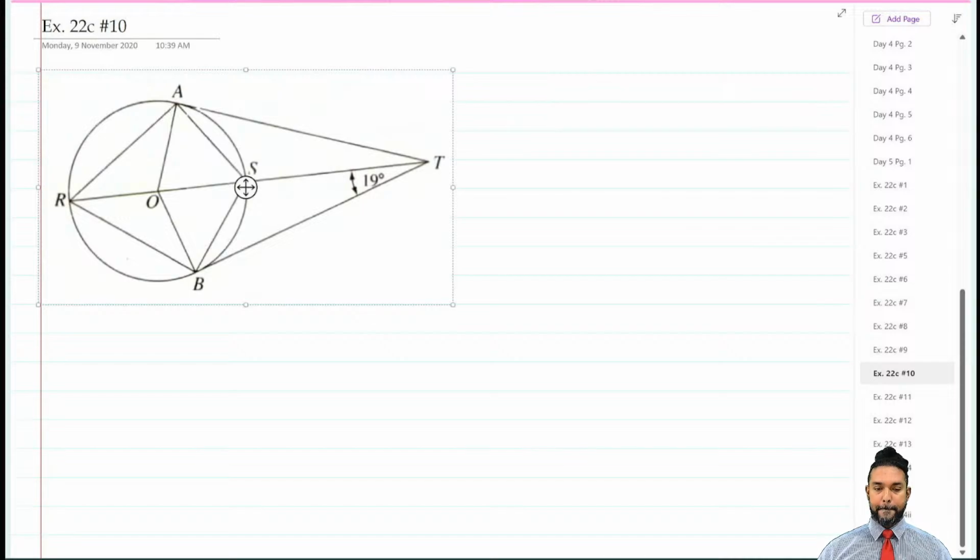Alright, cool. Right, now number 10. We want X and Y. Okay, so this one is slightly simpler.